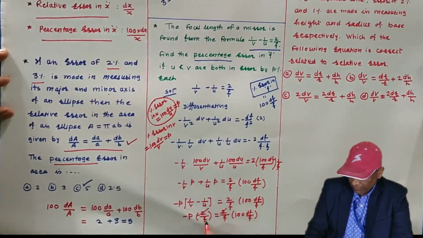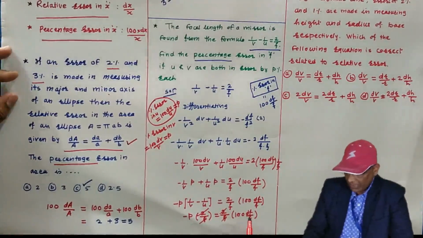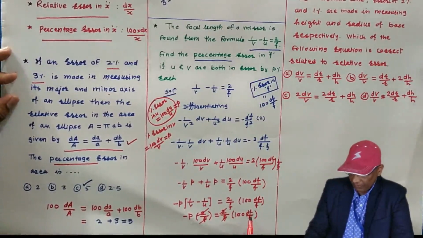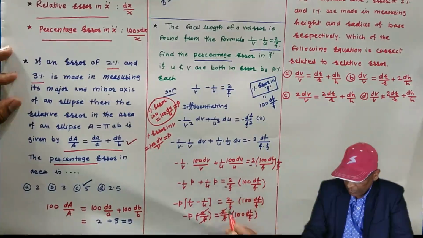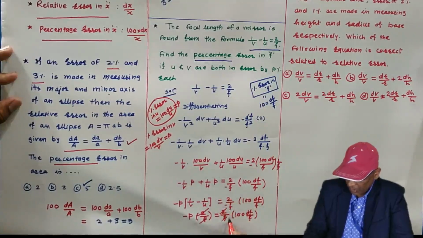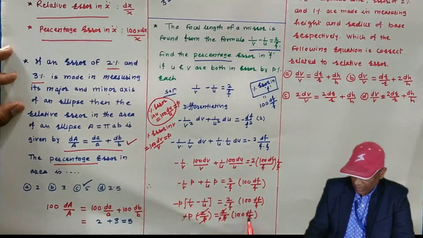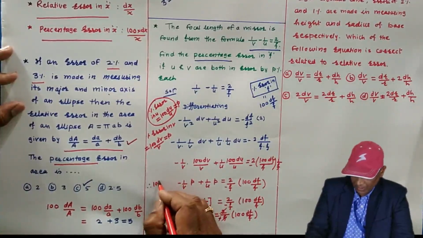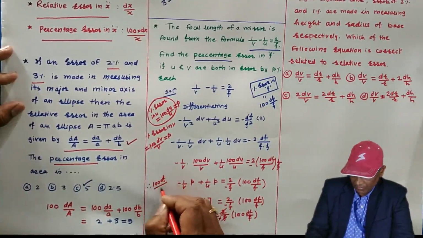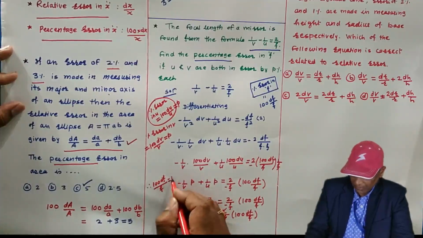And this 2 by f gets cancelled. Therefore, the percentage error in f, this minus sign I have to put here. So this minus gets cancelled. So 100 df by f is p again. 100 df by f is equal to what? P.